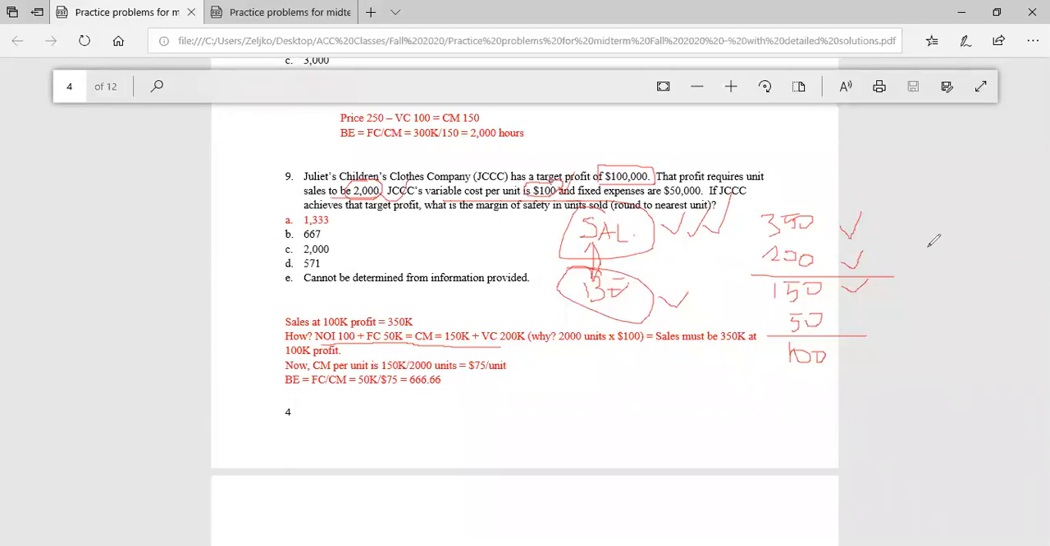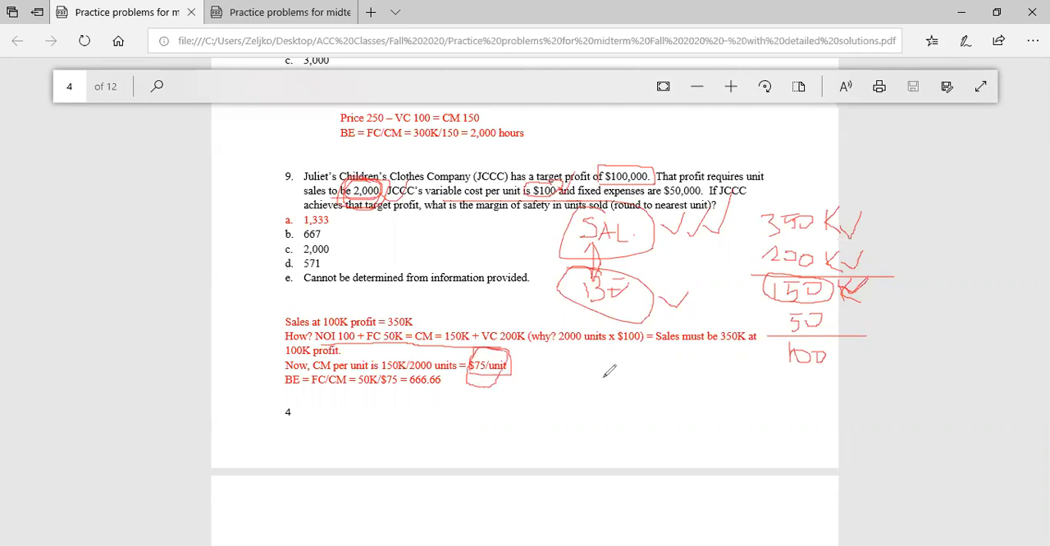Now we have to find break-even sales. Well, break-even sales should be easy because we know already, 150 divided by 2,000, that's contribution margin per unit. It's $75, right? Or we can say 350 minus 200. For a moment, I got bamboozled because I'm thinking that these are the units, 350, 200. No, these are the totals, 350K, right? So now we have 150K divided by 2,000 units. That will give us $75 per unit.